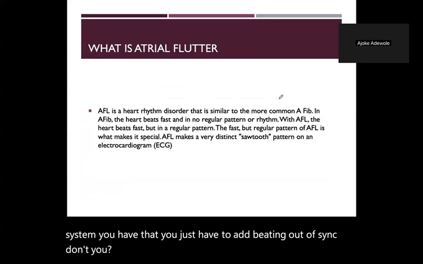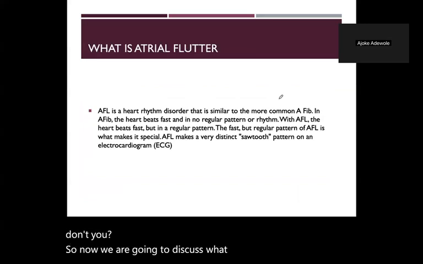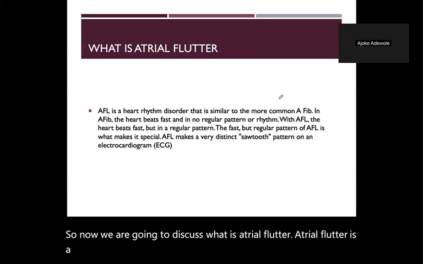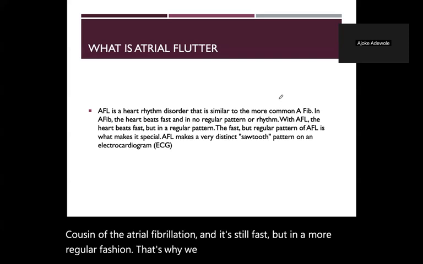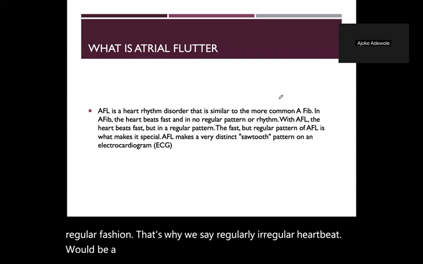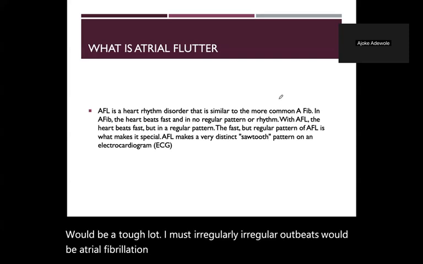So now we are going to discuss what is atrial flutter. Atrial flutter is a more disciplined cousin of atrial fibrillation. It's still fast, but in a more regular fashion. That's why we say a regularly irregular heartbeat would be atrial flutter, but an irregular heartbeat would be atrial fibrillation. So it is a macro reentrant loop, usually around the right atrium.